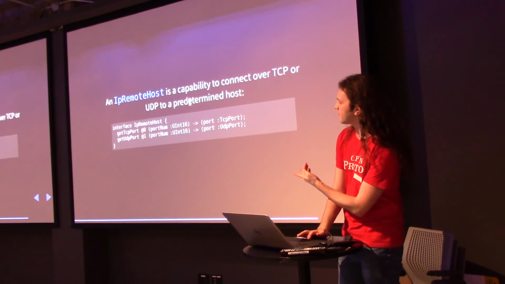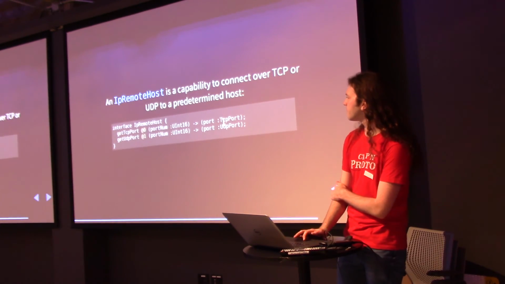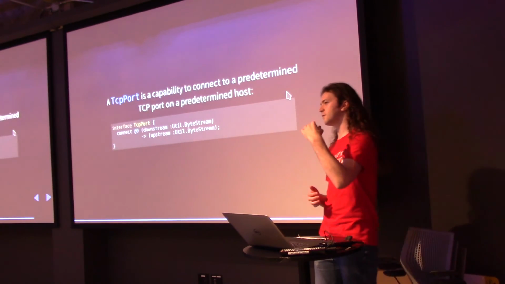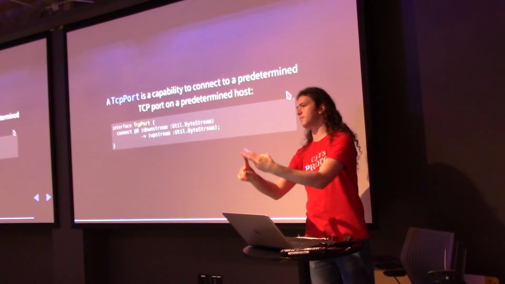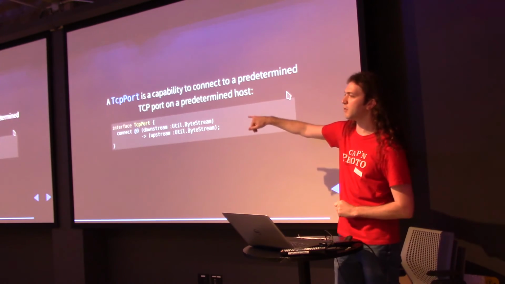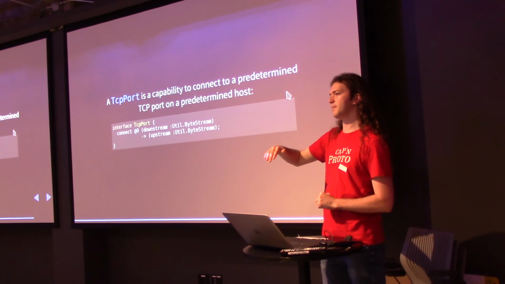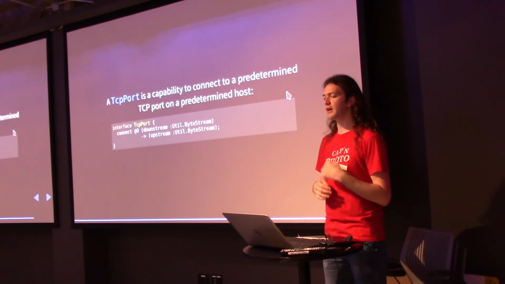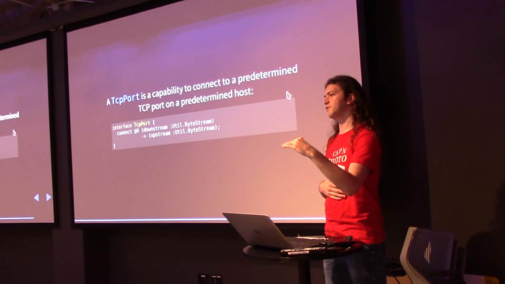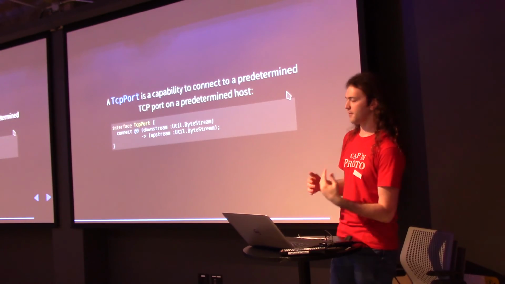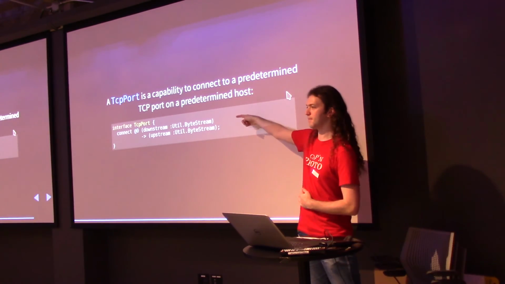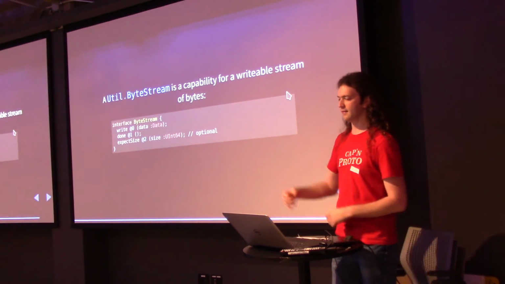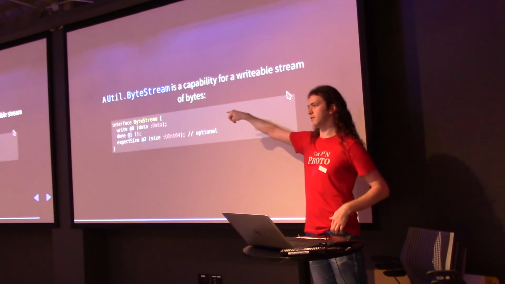It has these methods, get TCP port and get UDP port, and those return a TCP port or a UDP port. A TCP port is the ability to connect to just one host on the internet on one port. Note that when you hold a TCP port, you don't actually have the ability to ask who is at the other end, this is something which has already been decided for you. You're allowed to interact with it, but you're not allowed to change what it refers to. With a TCP port you have your byte stream that you can write to and the byte stream that you get written to, your read end.